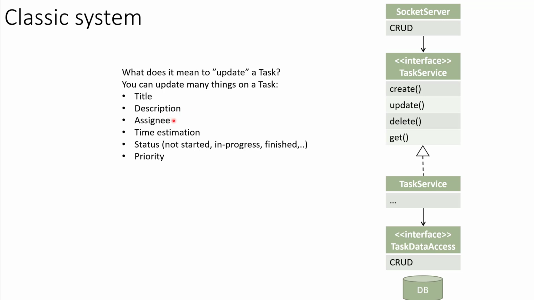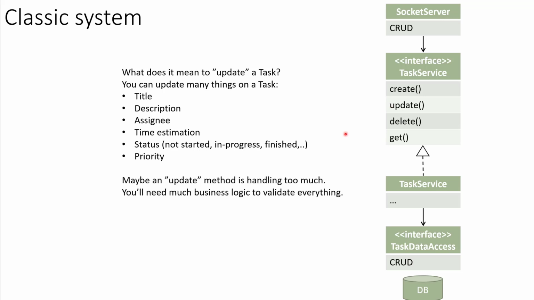Maybe it's assigned to a user. Maybe there's an estimation in story points or hours or whatever. Maybe there's a status. Is it started or finished or in progress or whatever? Other kinds of statuses, being tested, whatever you have. Maybe there's a priority on it, high, medium, low, or nice to have, or must have, and so on. So there can be many different things, and I can update each of these independently, usually, but it all goes through the same update method.